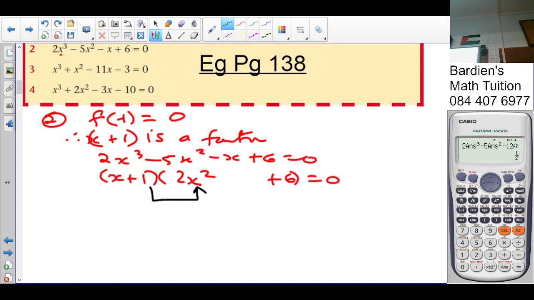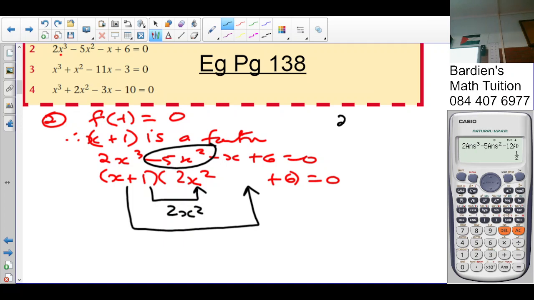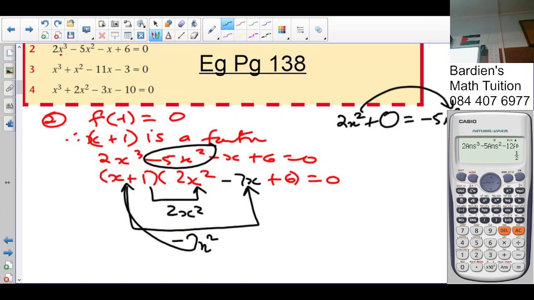Now coming back to this here. 1 multiplied by 2x squared is 2x squared. What must be added to 2x squared to give you negative 5x squared? That's the question you ask yourself. What must be added to 2x squared to give you negative 5x squared? And what is the answer? Negative 7x squared. So what do I do with this? I divide it by x, which gives me an answer of negative 7. You all agree with that?